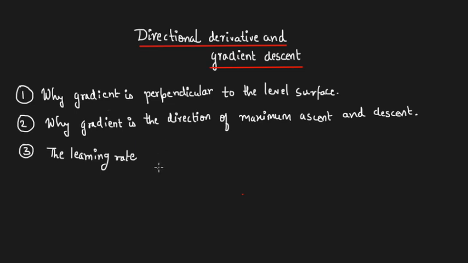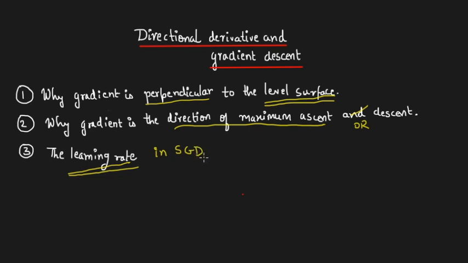In this lecture, we are going to learn about directional derivatives and gradient descent. Firstly, we will look at why gradient is perpendicular to the level surface at each point on the surface. Then we'll see why gradient is the direction of maximum ascent or descent while calculating the change in the function. Lastly, we're going to look at the importance of learning rate values in stochastic gradient descent.